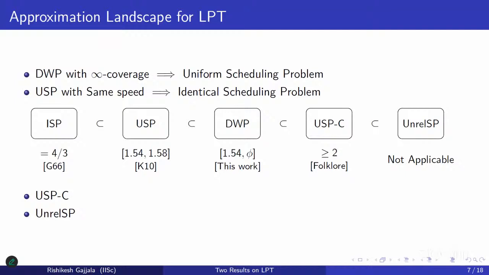And what's the last one? The unrelated scheduling problem. Here you can't even say that the time taken is Li by Vi. You don't have that, it's a general function. I see. Okay, thank you.